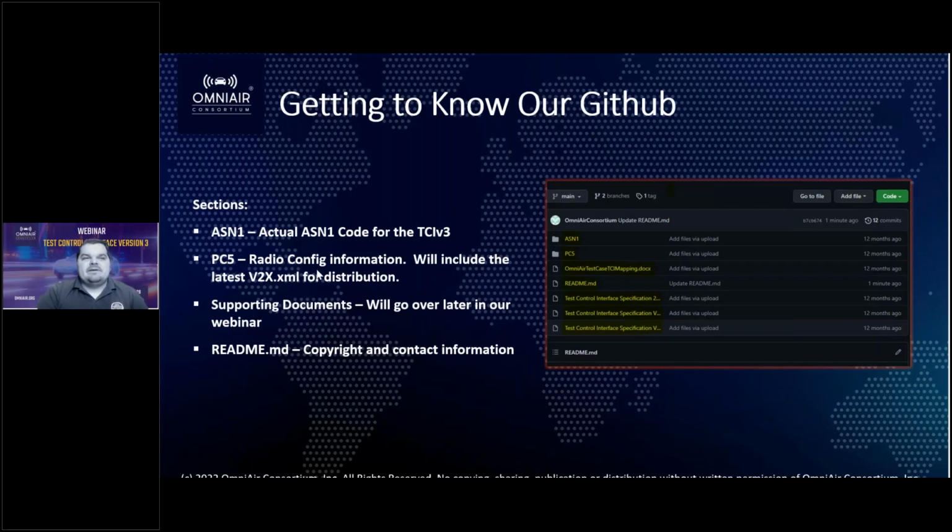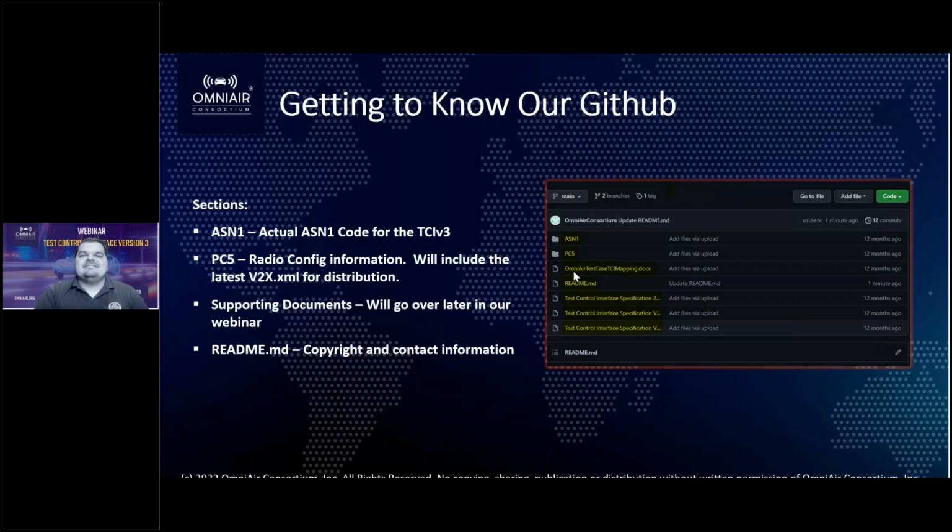We'll go into those modules a little bit more later on. We have a PC5 section, which is the radio configuration information. That includes the latest V2X XML configuration file for your device for the radio settings. There's various support documentation as well on this GitHub, and we'll go over that later on too.